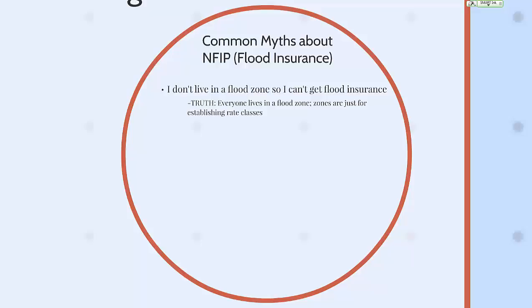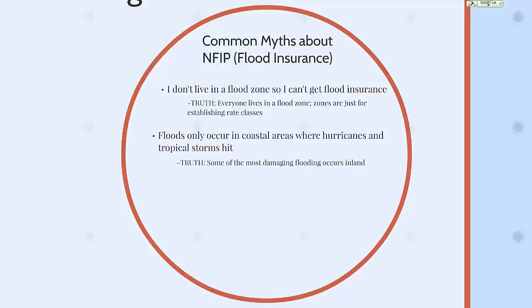Being a participating community basically means that you engage in flood mitigation tactics. But very few people live in a community that is not participating. Generally, those are highly rural areas that are not typically affected by flood. The insurance commissioner of Louisiana told me that everywhere in Louisiana is a participating community. Another myth: floods only occur in coastal areas where hurricanes and tropical storms hit. The truth is that some of the most damaging flooding occurs inland in states like North Dakota and Tennessee.